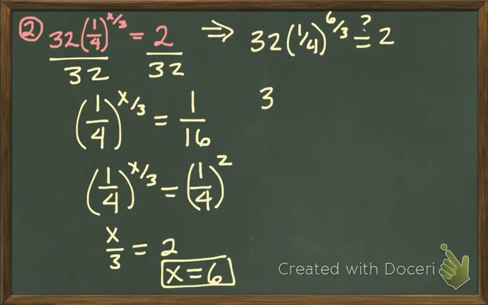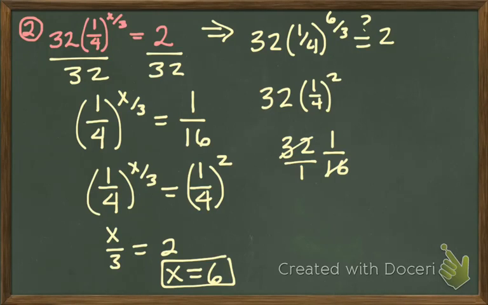Well, that's 32 times 1/4 squared, because 6 divided by 3 is 2. And then 1/4 squared would be 1/16. And if we stick a 1 under that 32, it becomes obvious that we can cancel a factor of 16 and get 2, which is the answer we were looking for on the right, which was 2. So we verified our answer.